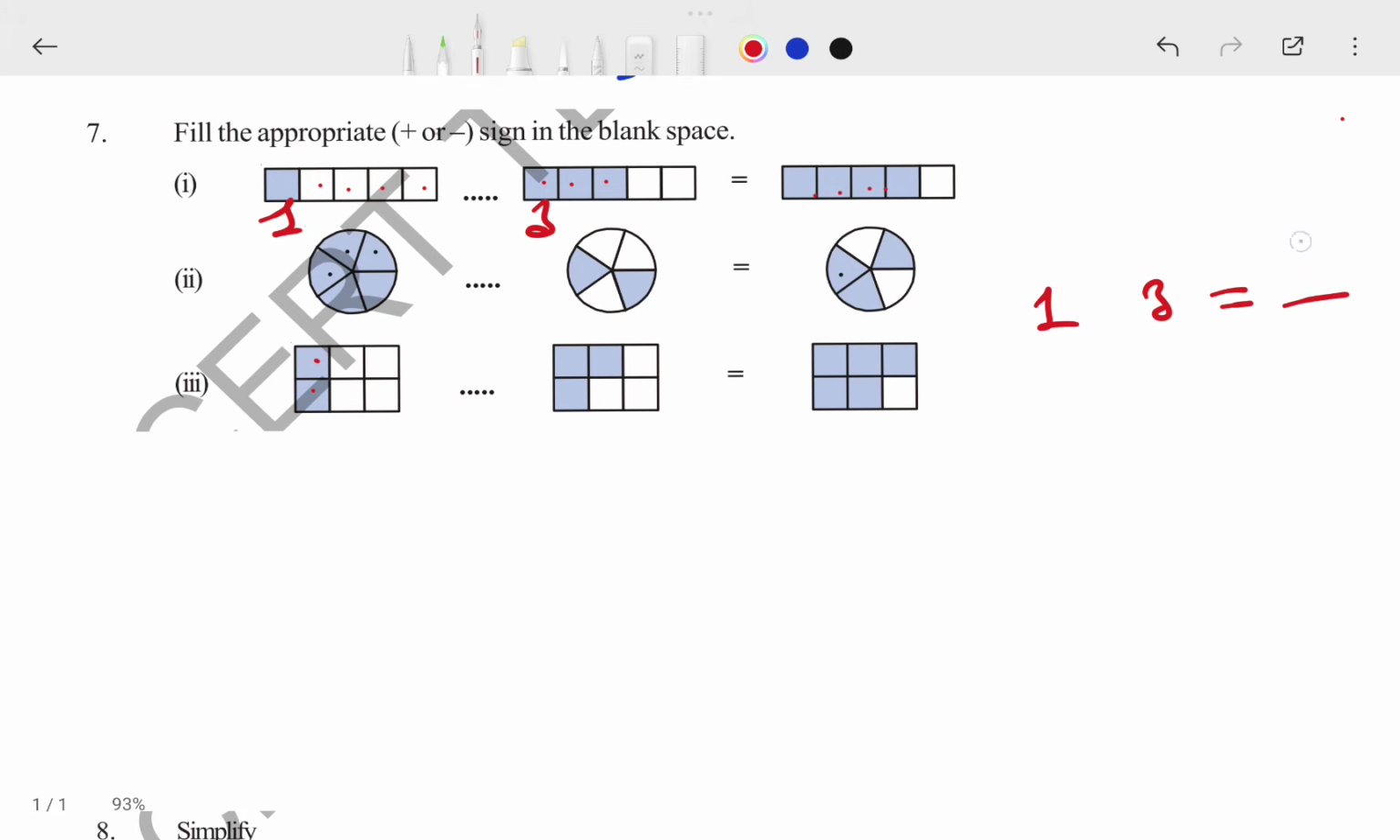1 2 3 4. This is given 4. Okay, so what do you do here to get the 4? If you add 1, then 3 plus 1 is going to be 4. So the plus symbol will come here. Generally, why is the plus symbol coming here?